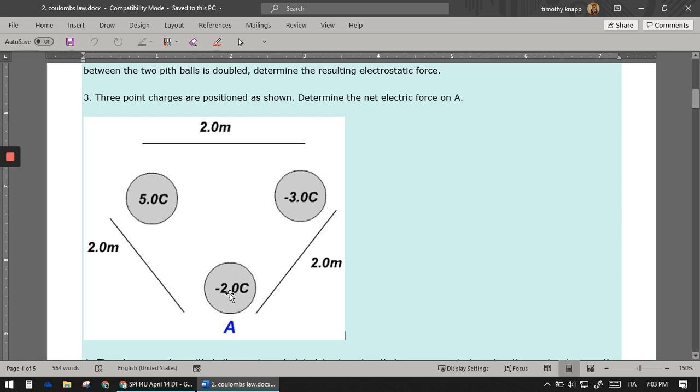So if we want to figure out the force on A here, we realize that that's 5 and that's 2. So it's going to be pulled up, this one. But then this is positive and that's negative. Sorry, I wanted to mention that. Positive, negative, so it's going to be pulled up. These are both negative, so this guy's going to push it down.